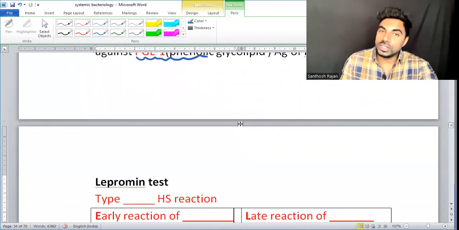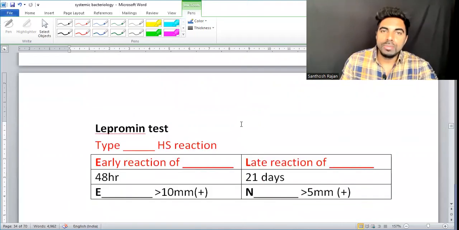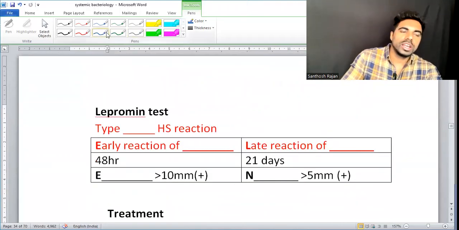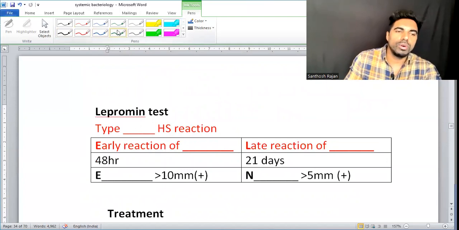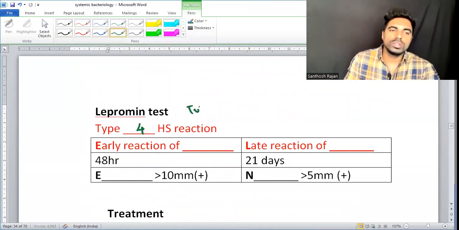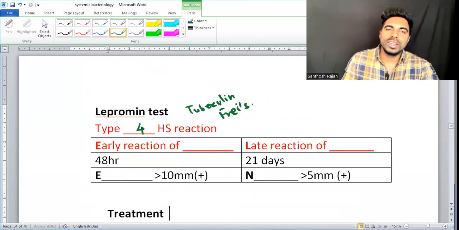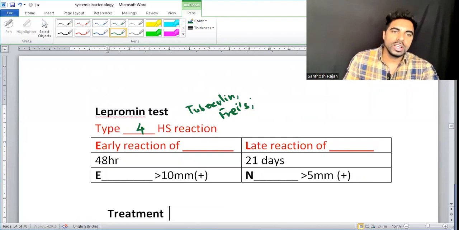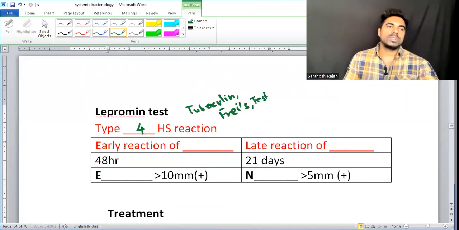Now the lepromin test is important. The lepromin test is also type 4 hypersensitivity reaction. If you remember, the other one is tuberculin; the tuberculin test is also type 4. The Frei test is also done for LGV, lymphogranuloma venereum caused by Chlamydia. Remember that: it is one of the L1, L2, L3 of the Chlamydia trachomatis variants. Frei test. So these all are type 4 hypersensitivity reactions.